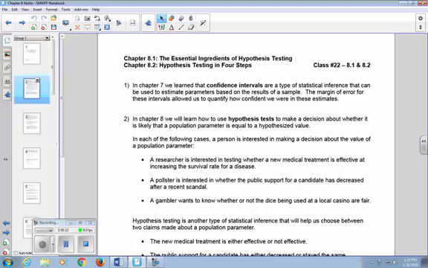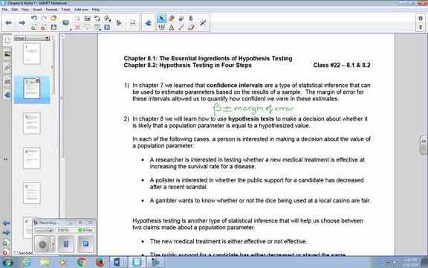All right, so in Chapter 7, we learned that confidence intervals are a type of statistical inference that can be used to estimate parameters based on the results of a sample. The margin of error for these intervals allowed us to quantify how confident we were in these estimates. So our confidence interval took our sample result, p hat, and added and subtracted a couple of standard errors, or your margin of error. So we'll say p hat plus or minus the margin of error.